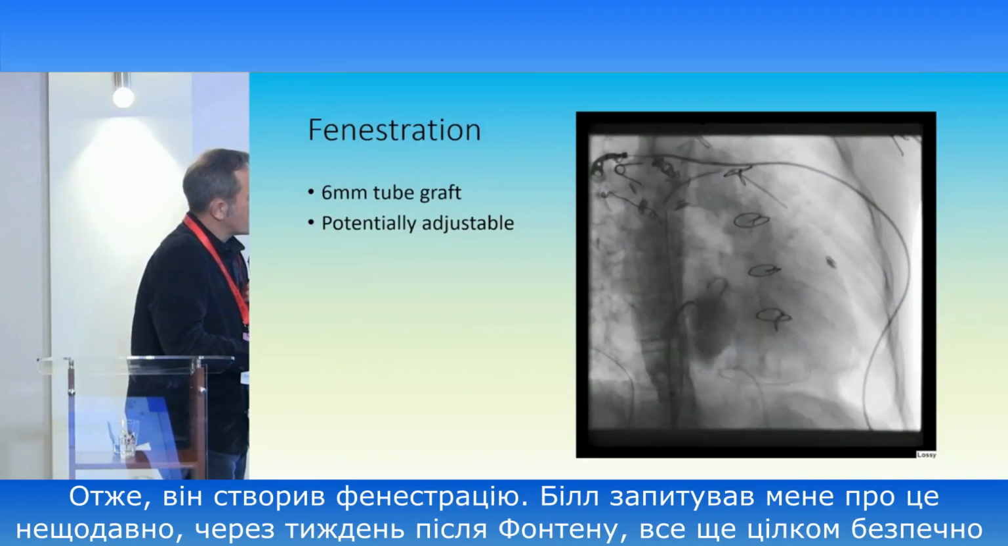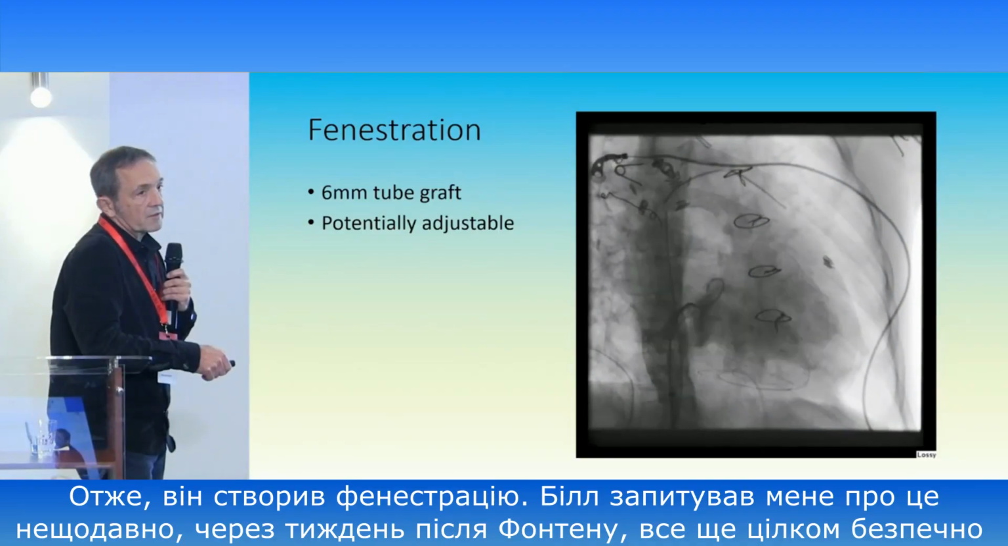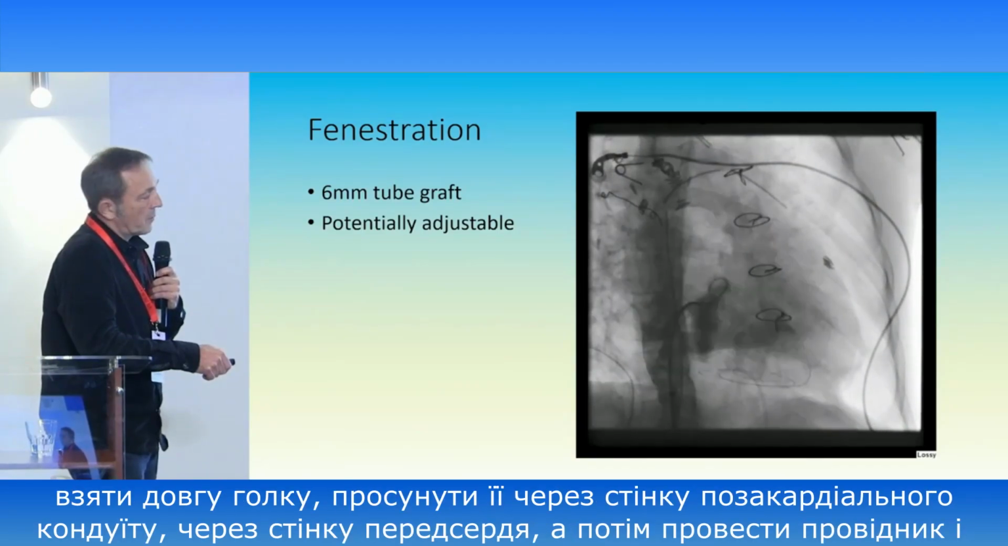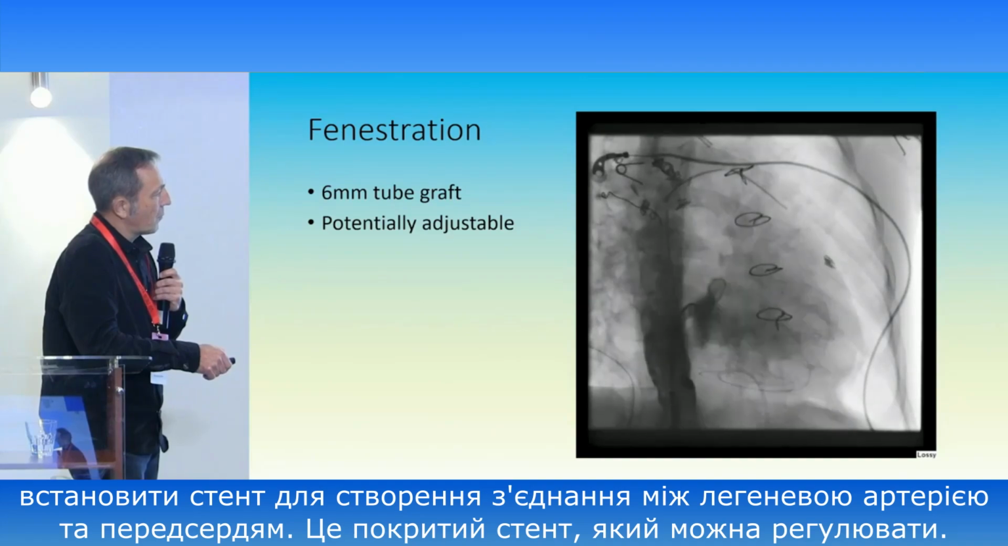So Bill was asking me about this the other day. A week out of a Fontan, it's still quite safe to take a long Brockenbrough needle, push it through the wall of the extracardiac conduit, through the wall of the atrium, and then take a wire through and put a stent through to create a connection between the pulmonary artery and the atrium.